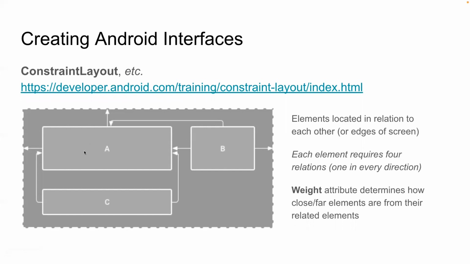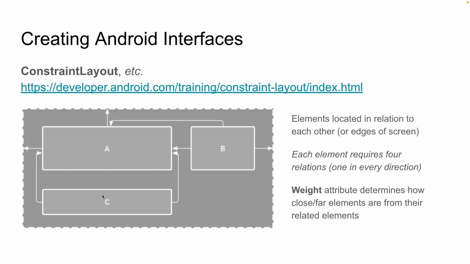So our element A is aligned to the parent on the start. It's aligned to the parent at the top. And we see that element B is aligned to element A: the start of element B, which is this side, is aligned to the end of element A. The top of element B is aligned to the top of the parent, and the end of element B is aligned to the end of the parent.